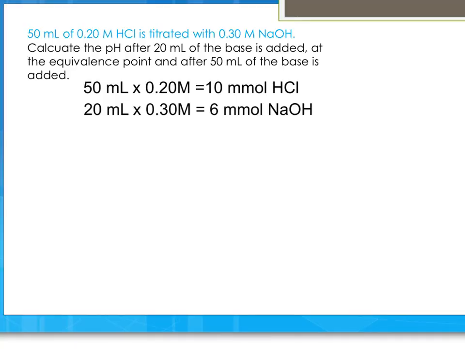Alright, so this sample problem, we're going to take 50 milliliters of 0.2 molar hydrochloric acid, and we're going to titrate it with 0.30 molar sodium hydroxide. I want you to be able to calculate the pH after adding 20 milliliters of the base, at the equivalence point, and after adding 50 milliliters of the base. Now I'm going to work with the millimoles because that's just a little bit easier.